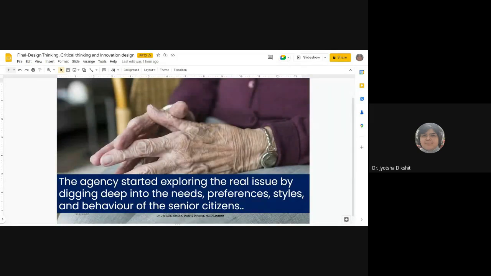So now, as a design agency, they tried to contact and explore the other side issues. That is the end customers. So they dwelled deep into the various needs, the preferences, styles, and behavior of the senior citizens.